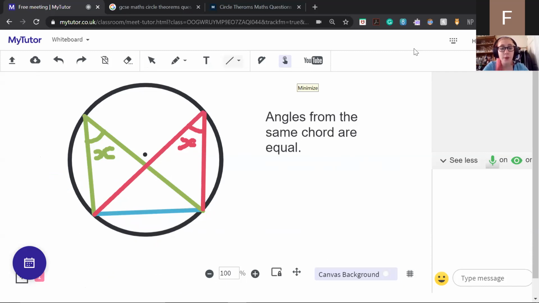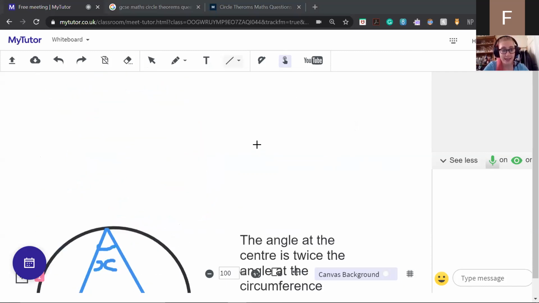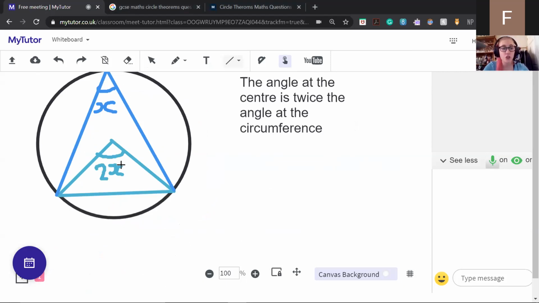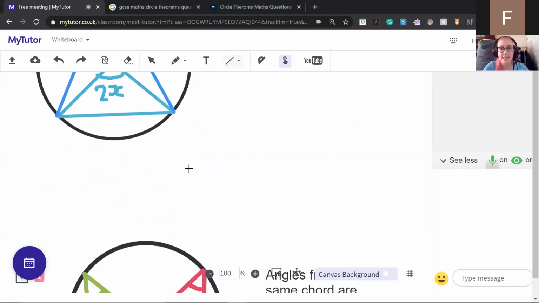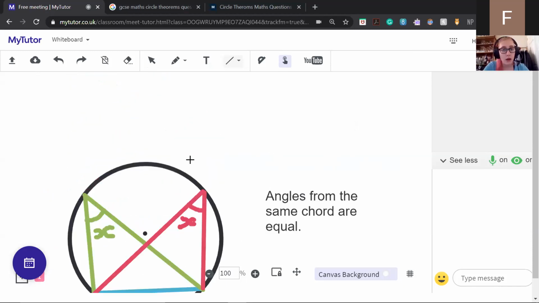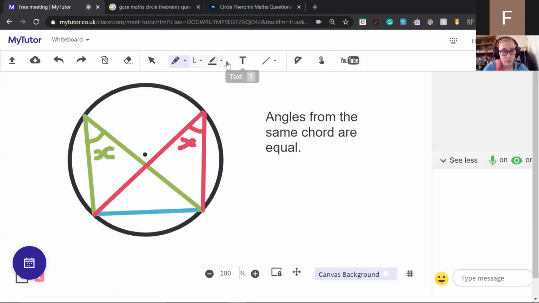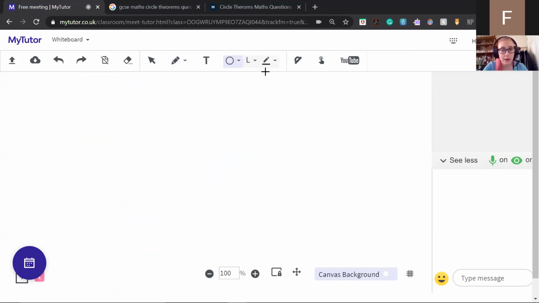Someone said, when you put 2x, do you mean x times 2? Yeah, exactly. So if this is x, this is 2 times whatever that x is there. Okay. Let's go for the next one.